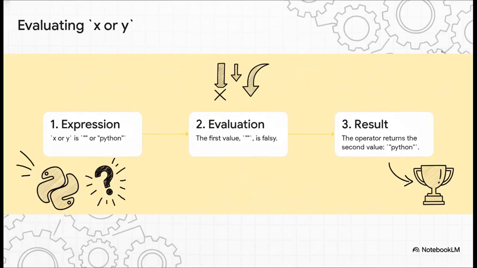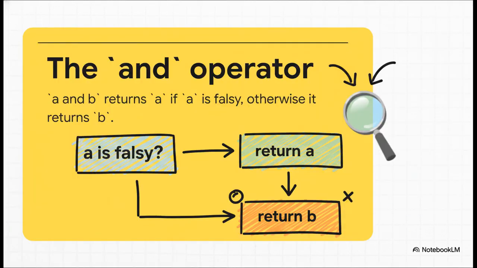Okay, so let's apply that to the first chunk of our code, x or y. Now, we know x is that empty string, which is falsy, so Python just skips right over x and immediately returns the value of y, which is the string Python. See? Simple enough, right? Now, the and operator is kind of the opposite. When it sees A and B, if A is falsy, it stops right there and returns A. It doesn't care about B. But if A is truthy, then it has to keep going and it returns the value of B.